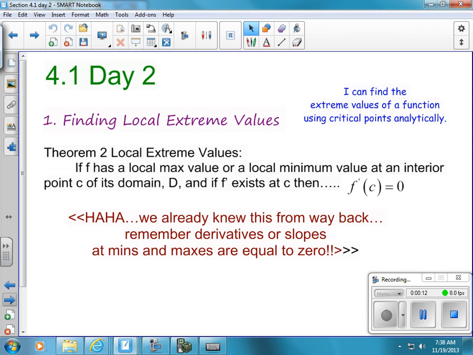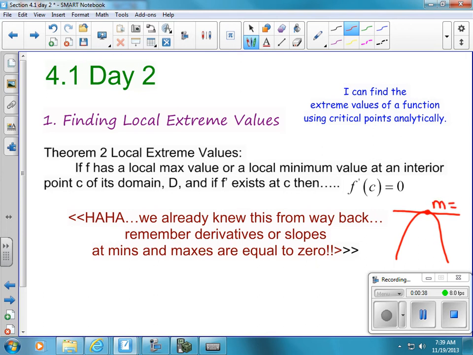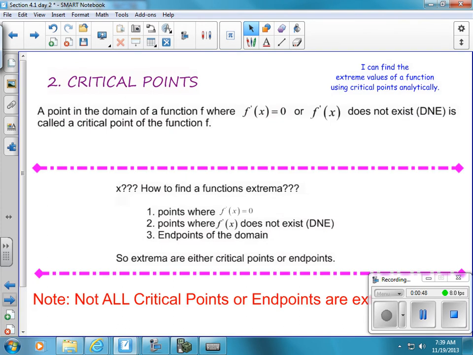First of all, we have a little theorem 2 in your book. It doesn't really matter what it's numbered, but it says that if there is a local max or min, and if it has a derivative at a point, then the derivative must be 0 at that local min or max value. Of course, we already knew that, because remember, when you have a maximum or a minimum, you have a horizontal tangent, which means your slope equals 0. And since tangent slope is the derivative, we already knew that the derivative would equal 0.